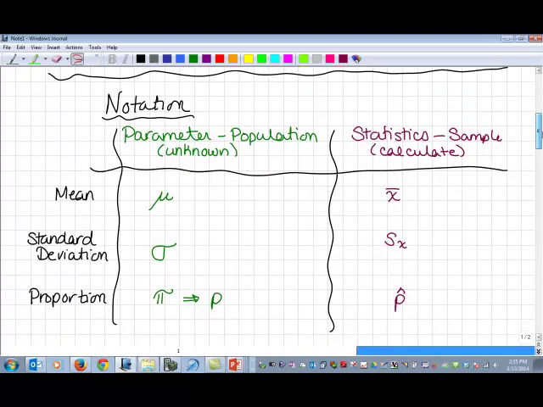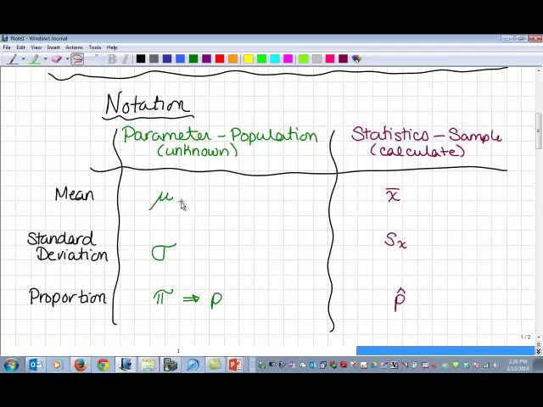So the notation that we have to make sure that we're also solid on is the difference between a parameter and a statistic. So remember, a parameter is something that's unknown. However, we try to estimate the parameter from a statistic, that's something that we calculate.